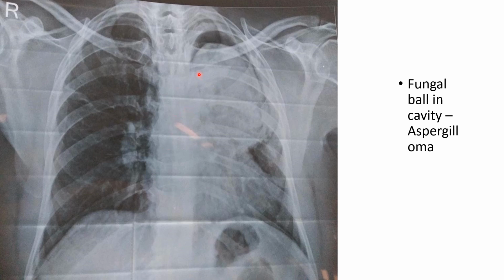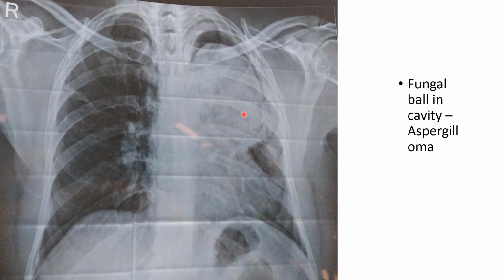Here the interesting thing is there is a cavity, and within that cavity you have a fungal ball. This is the aspergilloma. Whenever you see this sort of semi-lunar shaped meniscus coming down, it means there is a cavity, and inside there's a homogeneous opacity. Usually this is mobile. If you take a chest x-ray in a different position, that mobile fungal ball can tend to move up or down depending on the position of the patient.